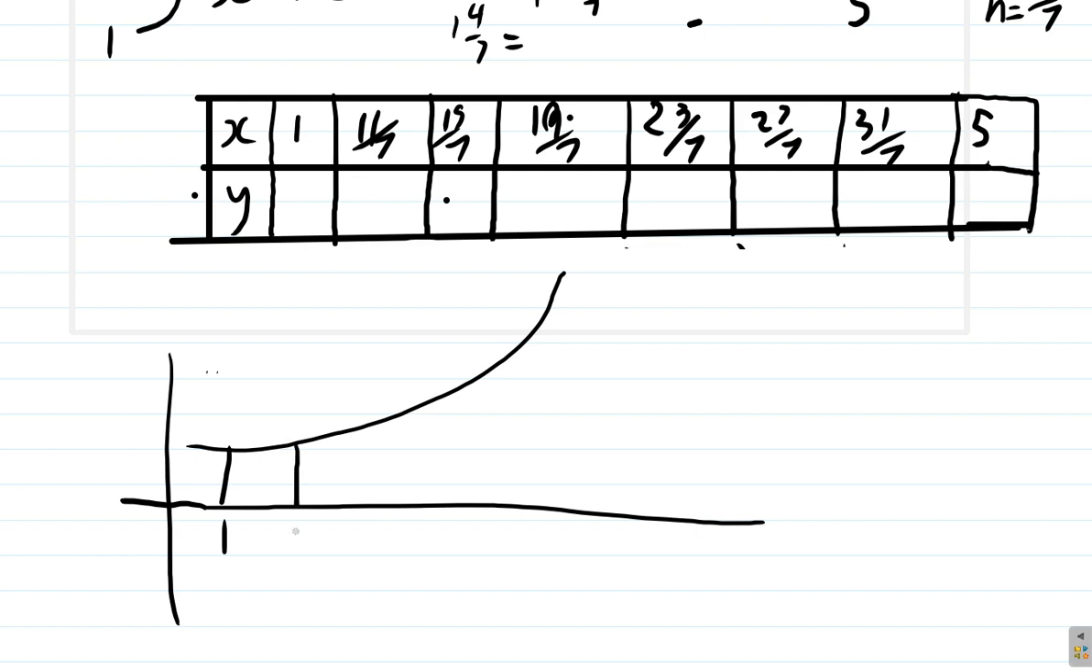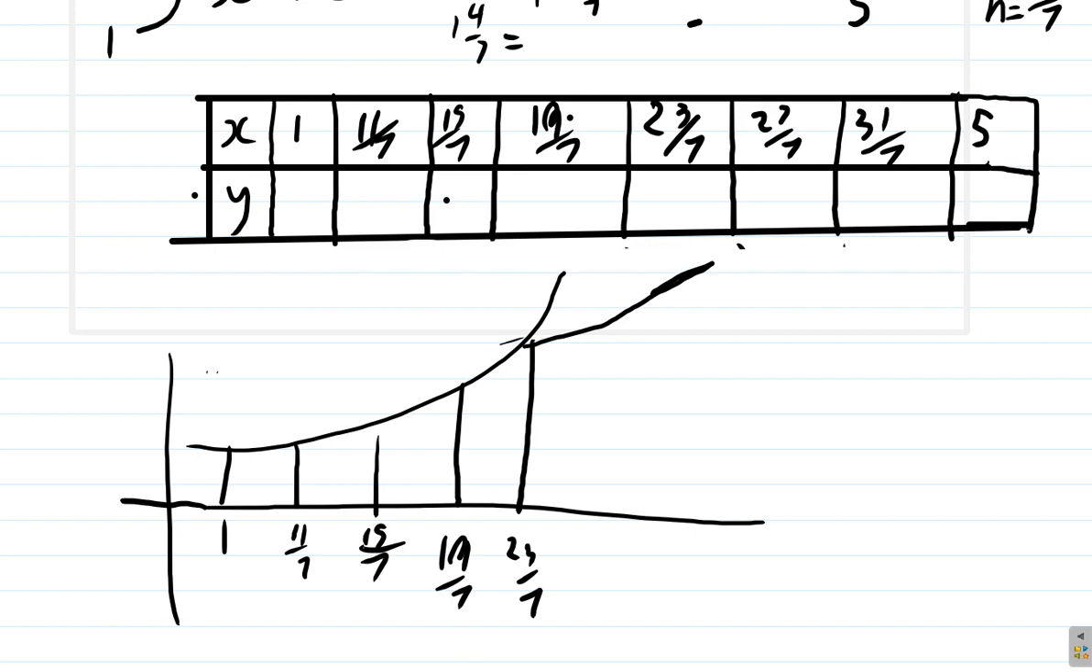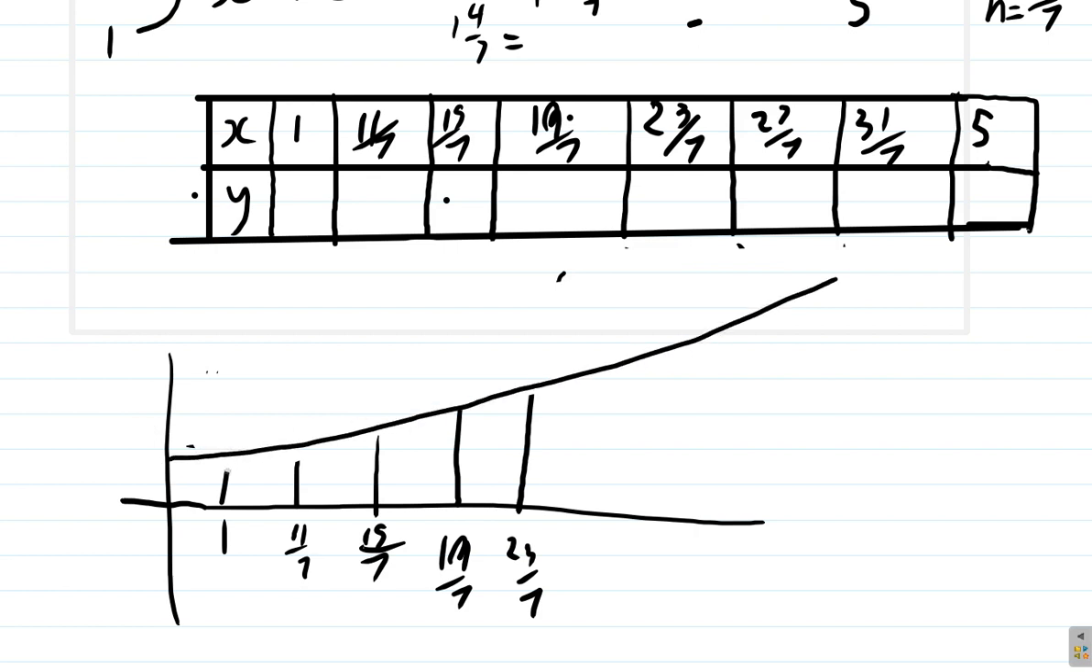So you'll have 11/7, 15/7, 19/7, 23/7. Let's draw the curve more like this. Alright, the strips there. Then we have 27/7, 31/7, 35/7, which is 5. So we have 1, 2, 3, 4, 5, 6, 7. 7 strips.